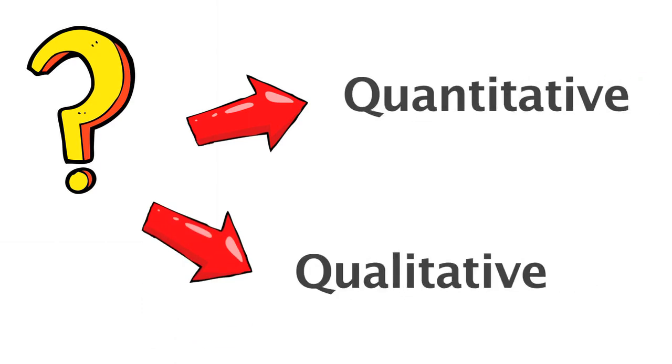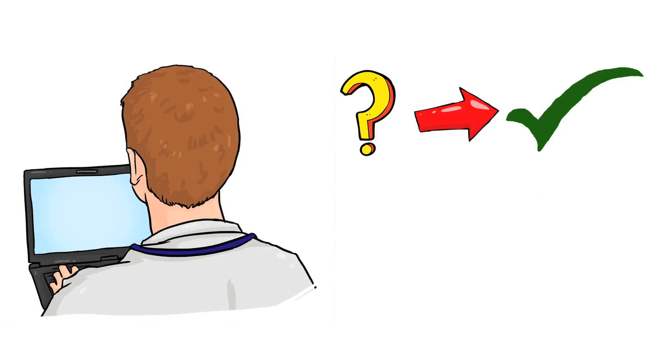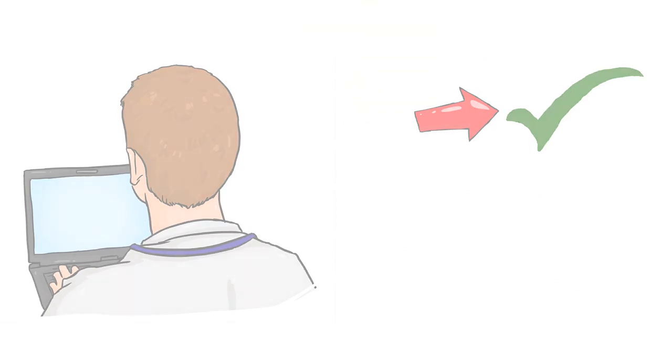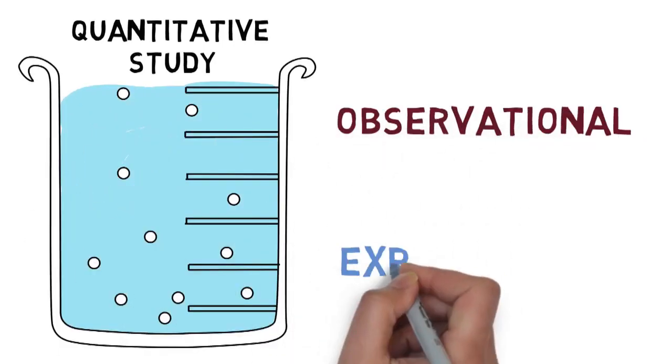There are many quantitative and qualitative methods by which researchers can answer a specific question, and the method that brings the researcher closest to understanding the phenomenon is the most effective pathway to choose. In the health and medical sciences, there are two broad categories of quantitative study design: observational and experimental.